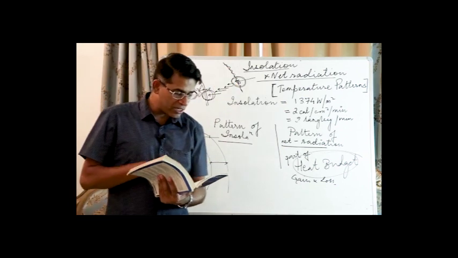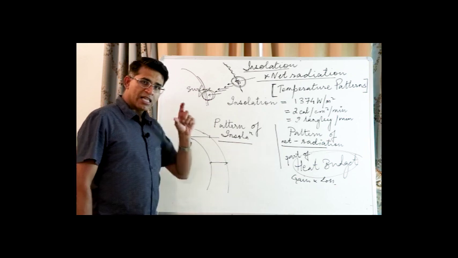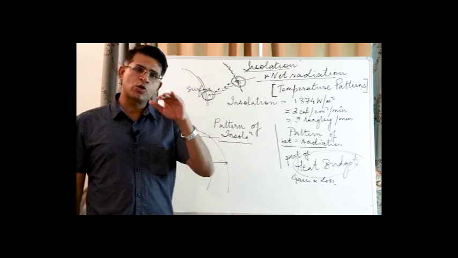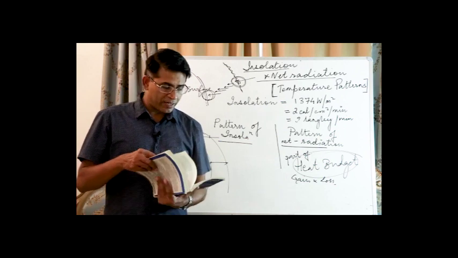The first discussion is the distribution of net radiation at the Earth's surface. From the equator towards the poles, it shows that there is a large energy surplus between 20 degrees north and 20 degrees south. The tropical areas, for the surface, around 20 to 30 have the maximum amount of net gain.